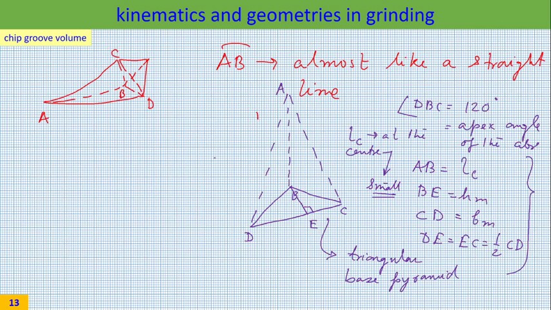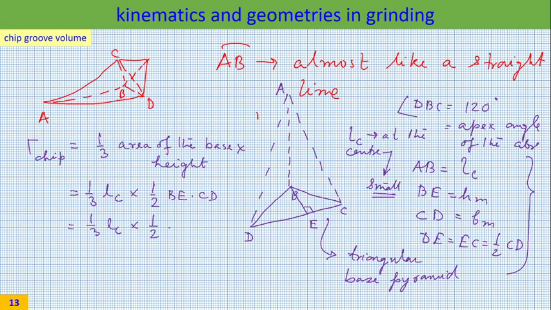Now, how can I calculate the volume of this chip groove? This is a triangular base pyramid. Volume of the chip groove, this is capital gamma chip groove, is 1/3 into area of the base into height. So how much is my height? That is straightforward, LC. And how much is the area of the base? Half PE into CD. So that becomes 1/3 LC into half HM into BM. Now if you say this angle is 60 degrees, alpha, so tan alpha is equal to half BM by HM. So from that it comes out to be 1/3 LC HM square tan alpha.